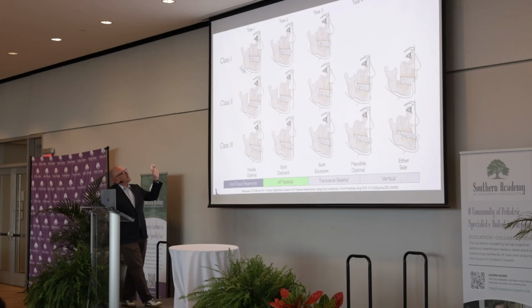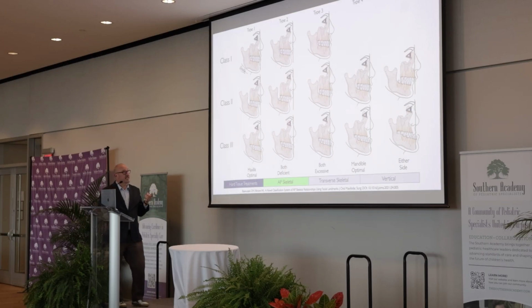So I wrote this paper and I got it in JOMS, and I really like it because this really helps me determine what I'm going to do for treatment planning. For class 1, there are 3 different kinds of class 1s. We can be in a good relationship in the AP dimension, we can be too deficient, or we can be too excessive.